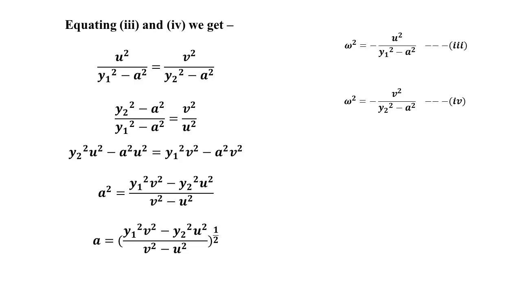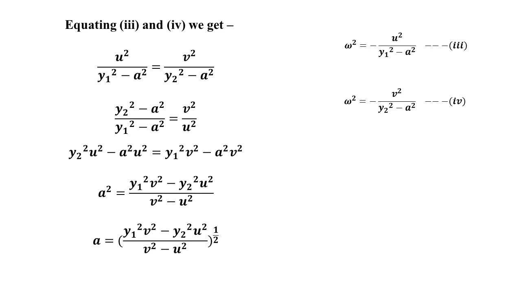Now just equating the value of omega which we have obtained from equations 3 and 4, we have on both sides u square by (y1 square minus a square) is equal to v square by (y2 square minus a square). So just rearranging, we get (y2 square minus a square) by (y1 square minus a square) in the left hand side is equal to v square by u square in the right hand side.